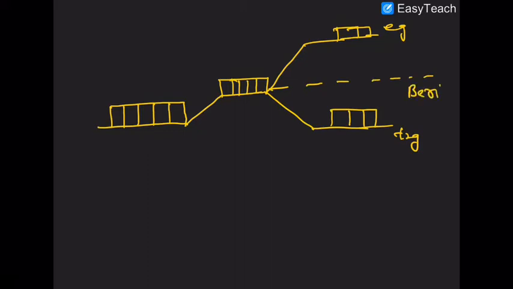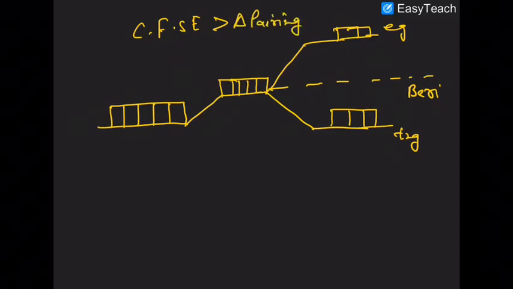Okay, so here what happens? The CFSE value is greater than the pairing energy. So what will happen? Here you will get pairing of electrons. So all 6 electrons get paired up here. So these 2 orbitals remain vacant, and now they are in a position to accept a lone pair of electrons given by the ligand.